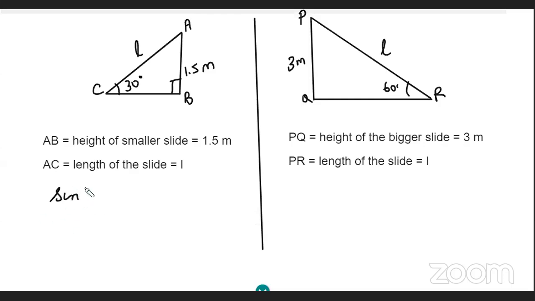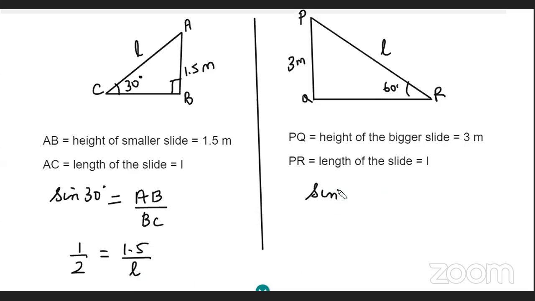So sine 30 equals AB upon BC, right? Sine 30 is half, AB is 1.5 divided by L. Okay. And on the right side, it's again sine 60, which is PQ upon PR. Sine 60 will be root 3 by 2, which is equal to 3 by L.